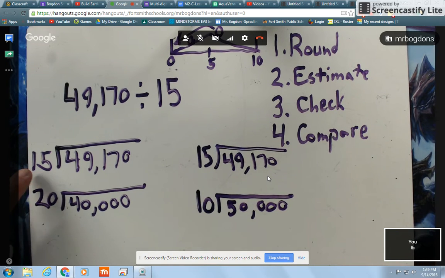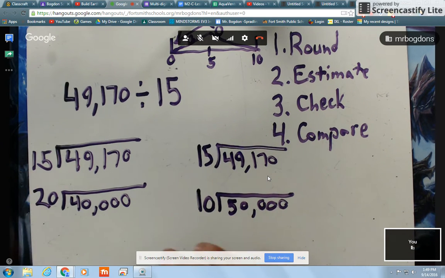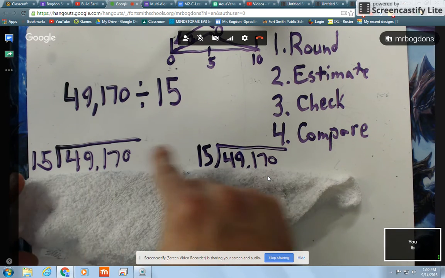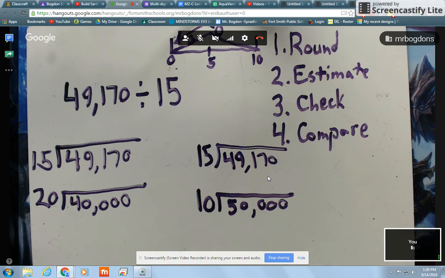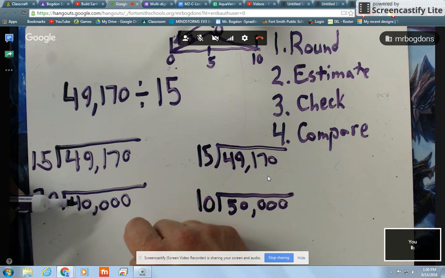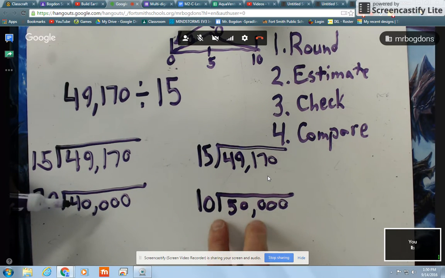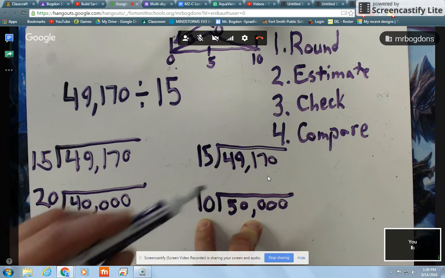So what did I do? What did I double? Okay. Is this one the exact same here? Yeah, they are. Now, here I rounded my divisor, the number on the outside, up. I rounded it to 20. Since I rounded the outside up, I rounded the inside down. Over here, I just did the opposite. The outside went down, the inside went up.